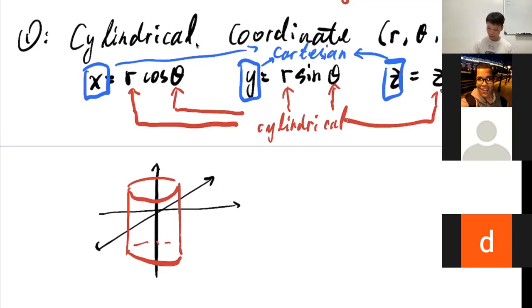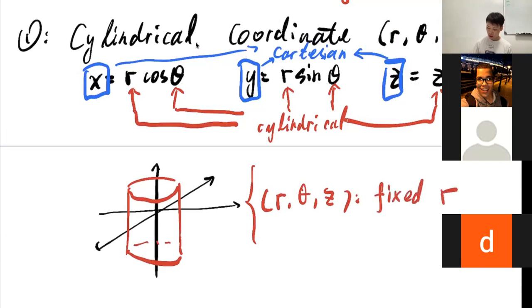So this is the collection of points r, theta, z, where you fix your r, and then your z goes from, let's say, height A to B, and your theta is from 0 to 2 pi.